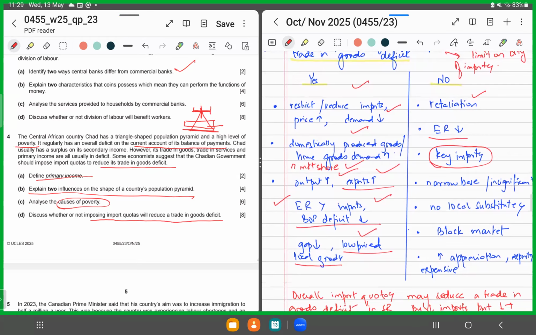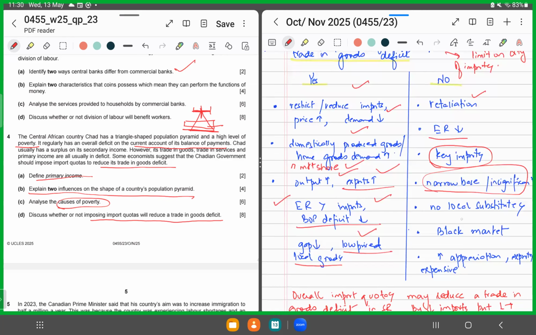It could also be that the imposition of quotas might not be effective because it might be imposed only on certain goods which form a narrow base. So imposition of import quotas might be insignificant in the reduction of trade deficit. So their imposition might bring in no such major difference in the reduction of the trade deficit.